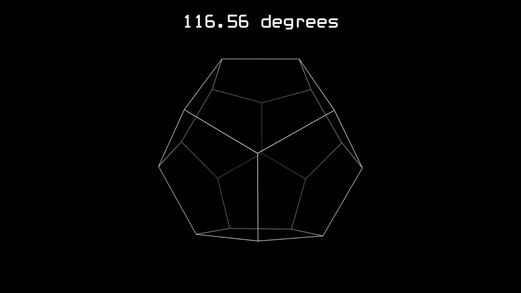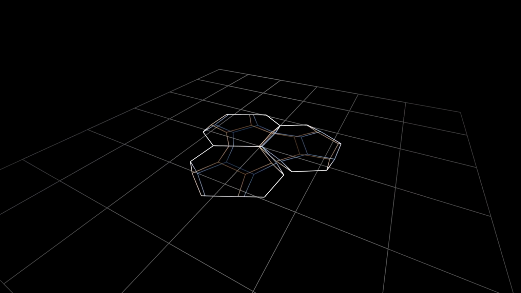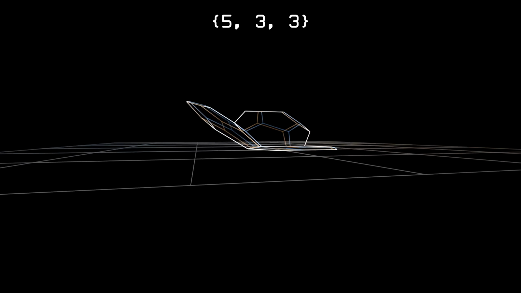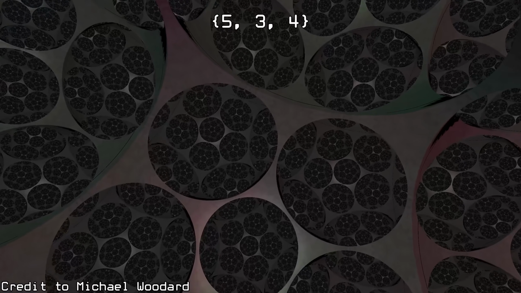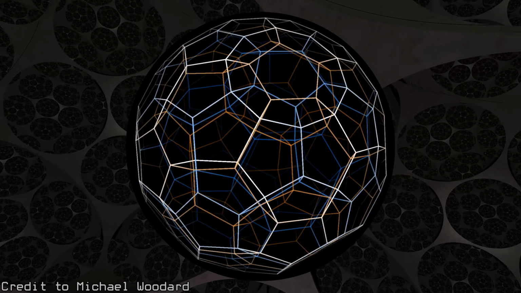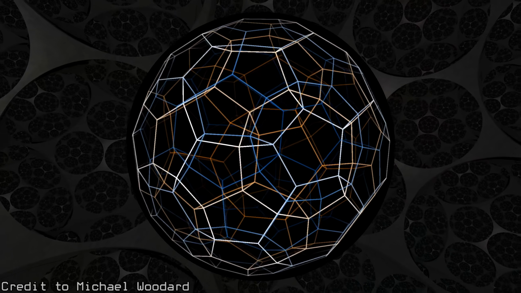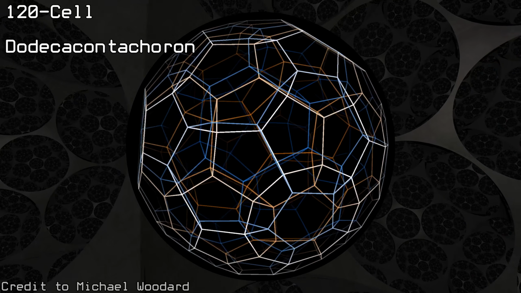Dodecahedra have a dihedral angle of approximately 116.56 degrees. That's less than 120 degrees, so it folds into {5,3,3}, but {5,3,4} is hyperbolic. The astute among you already predicted the existence of this shape, since {3,3,5} is not a palindrome, so the 600 cell must have a dual that's not itself. This thing is called the 120 cell, or hecatonicosachoron.